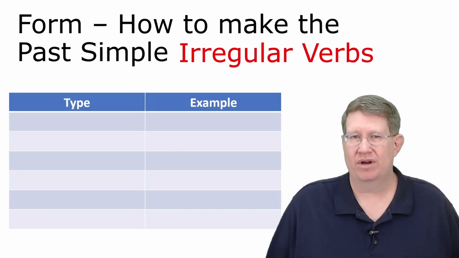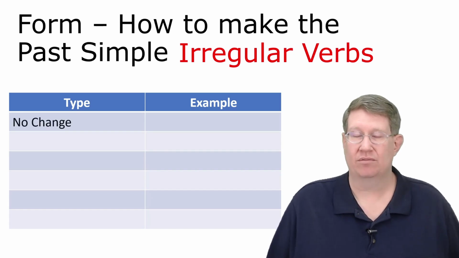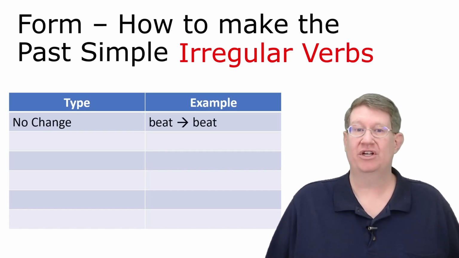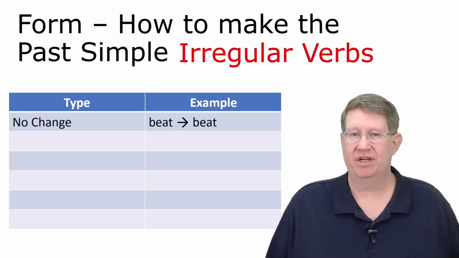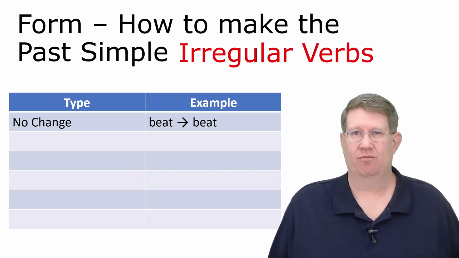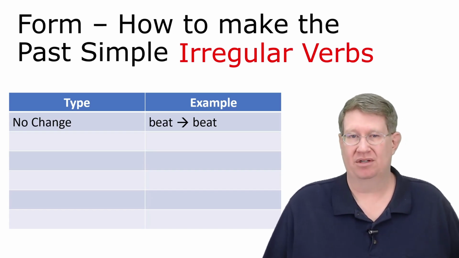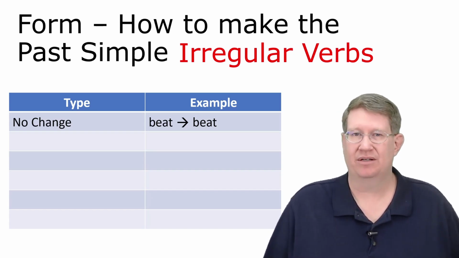There are a few categories of irregular verbs, and once you know the categories, it doesn't seem so complicated. There's less to remember. So, the easiest one is there's simply no change. So beat becomes beat. We beat the drum every Wednesday. That's the present simple. He beat the drum last Wednesday. That's the past simple.